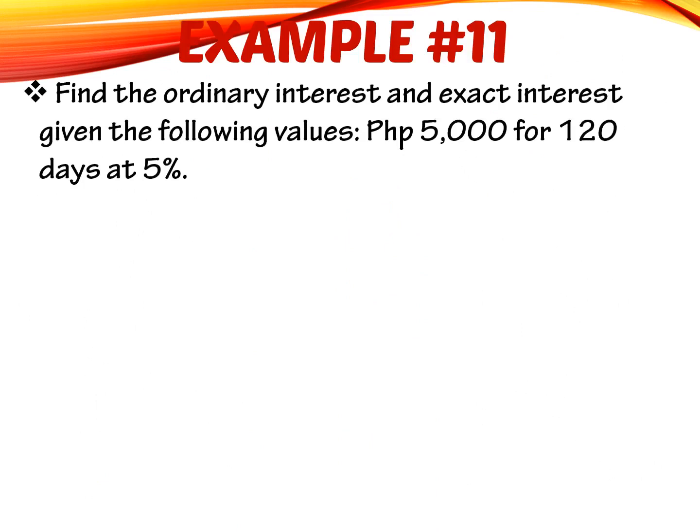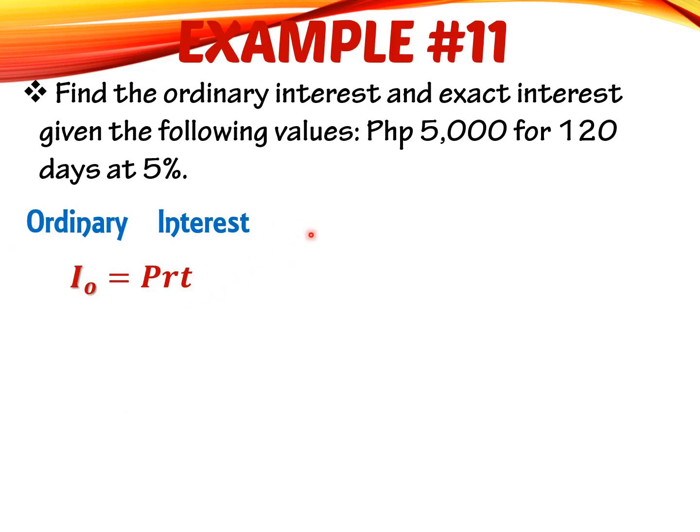Okay, let's have an example. Find the ordinary interest and exact interest given the following values: 5,000 pesos for 120 days at 5%. So the formula for the interest is simply principal times rate times time, but since we have here ordinary interest, we will be using the symbol I sub O for ordinary. For simple interest, simply capital I.